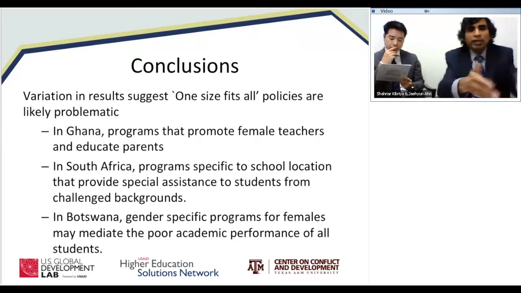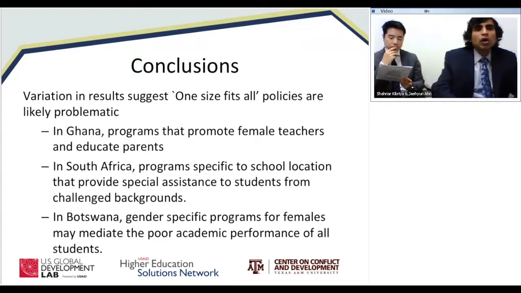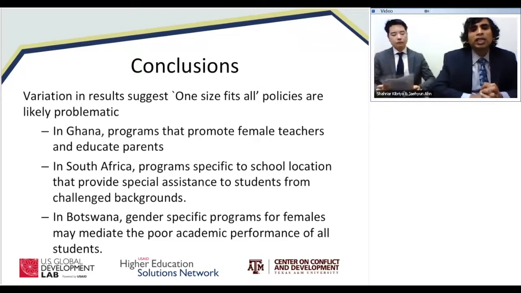Now, reiterating our conclusions and results, we suggest that the one-size-fits-all policy is problematic based on our results. Based on our research results, we provide some country-specific suggestions. In Ghana, we find that promoting female teachers and educating parents may be a treatment to increase students' academic performance. In South Africa, programs specific to school location that provide special assistance to students from challenged backgrounds may increase performance of students. In Botswana, gender-specific programs for females may mediate poor performance for students.